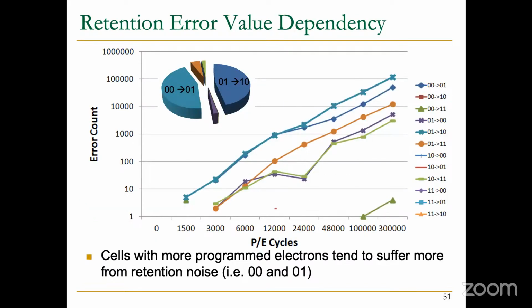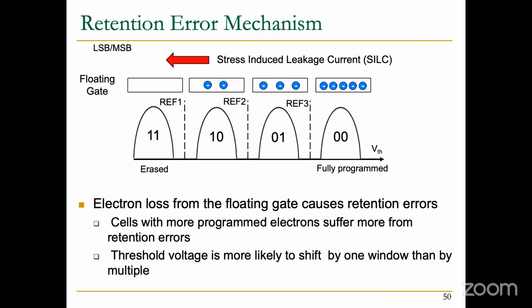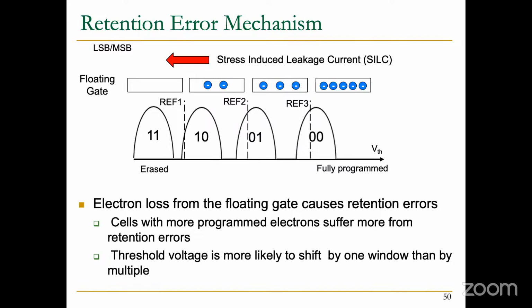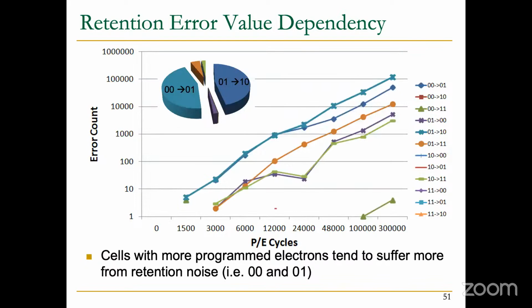Another interesting observation, from this figure, is that those cells that have higher threshold voltage are actually shifted more. So changing from state 0, 0 to 0, 1 has a higher probability. And also 0, 1 to 1, 0 has a higher probability. And because of that, you can see in this figure that most of the retention errors we observe were from the 0, 0 state to 0, 1 and 0, 1 to 1, 0.